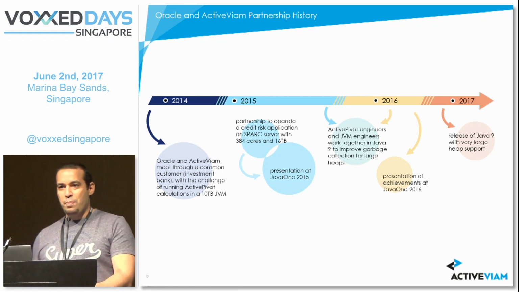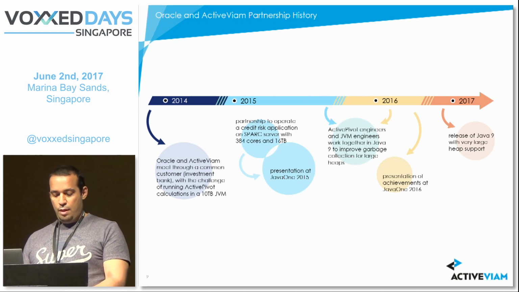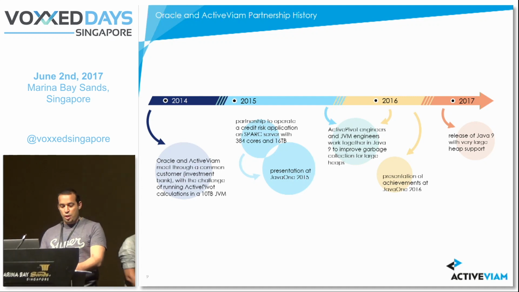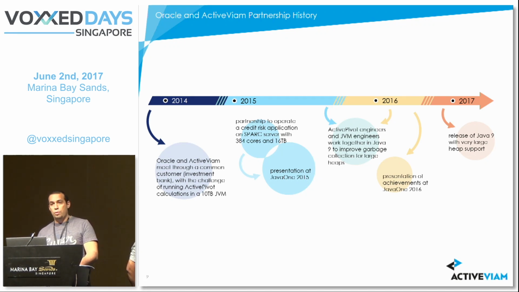Indeed, this multi-terabyte ActivePivot application HonWeng mentioned, which we presented a year ago, has become the reference use case for the JVM engineers working on the support of large heaps. And that will be our baseline for the results we will present to you today.